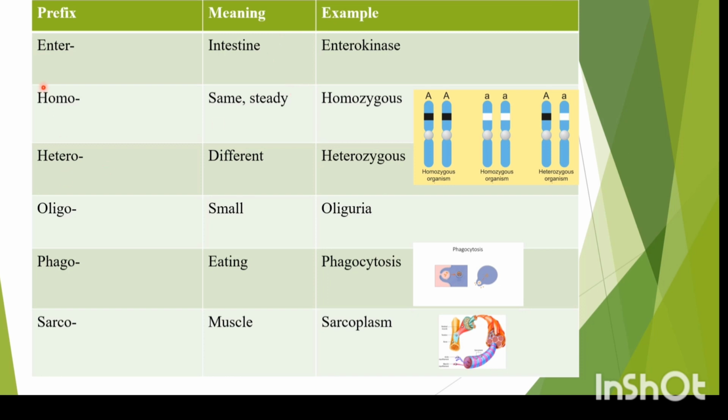Next one is homo. Homo means same or steady. Example, homozygous. See here in this gene there are two alleles, two capital A's. So these two are similar alleles. See another gene, this is a small a and small a. These two are called homozygous genes. The organisms produced from this type of genes are called homozygous organisms.